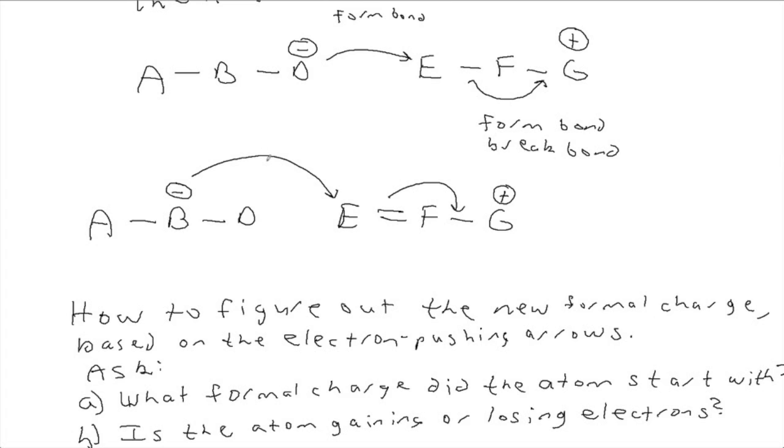So what does this arrow tell us to do? That is going to form a bond between B and E. It will not break a bond. Great. And how about this one? That will be both breaking a bond and forming a bond. It'll break the pi bond between E and F, and it'll form a pi bond between F and G.